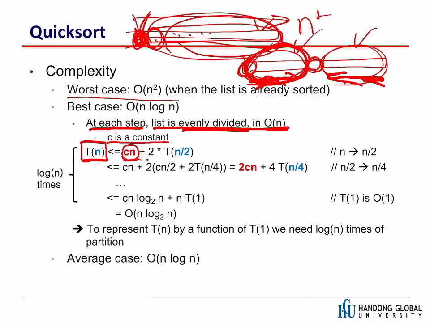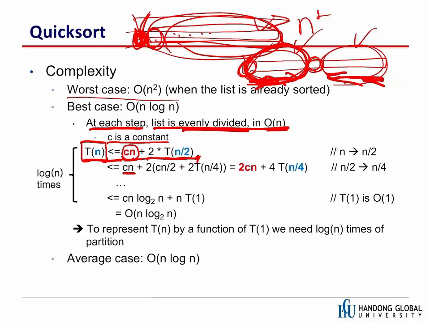So we have two cases, so we have 2 times T of n over 2. After the first partitioning, now we have these equations. Good. And we can actually recursively apply this kind of trick.